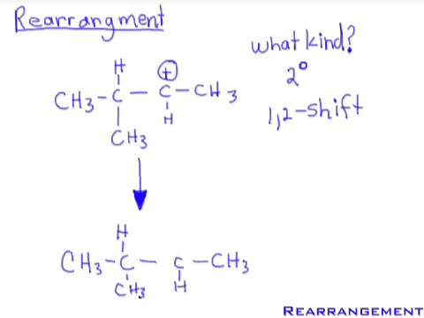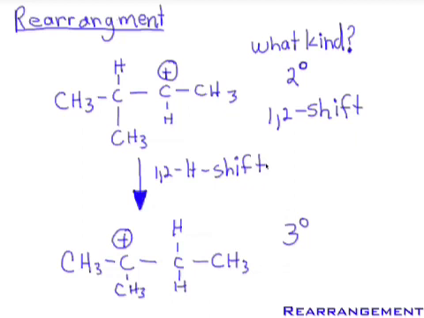Why don't we shift the hydrogen? Okay, I'll shift the hydrogen. If I shift the hydrogen, what kind of carbocation have I made? It's a tertiary carbocation. Tertiary carbocations are more stable than secondaries. So what we had here was a 1-2 hydrogen shift. And it generated the more stable tertiary carbocation. Now the nucleophile can come in and attack.